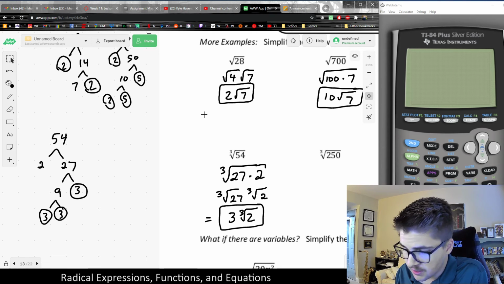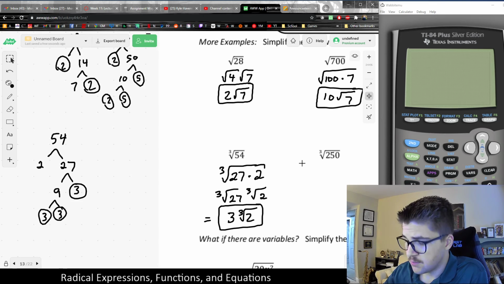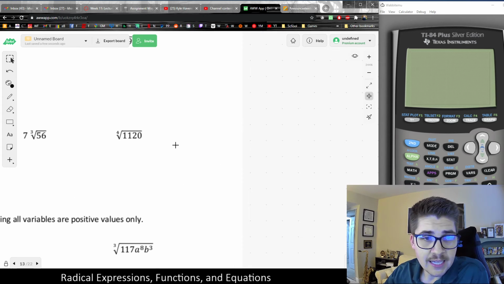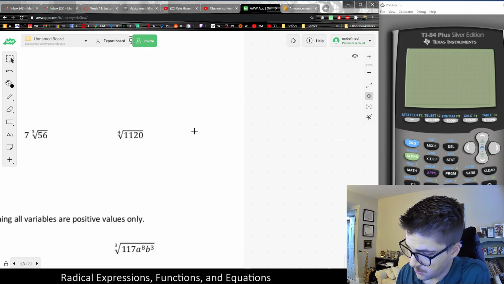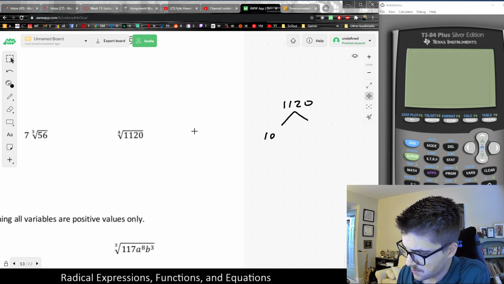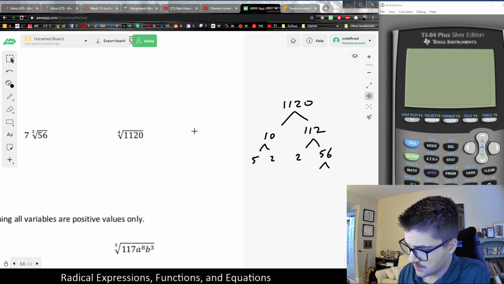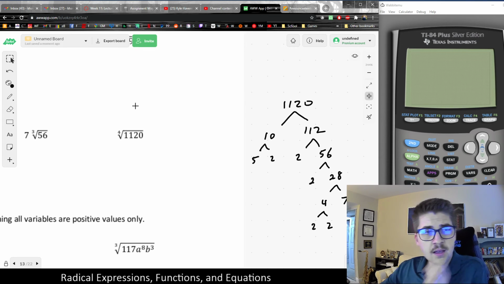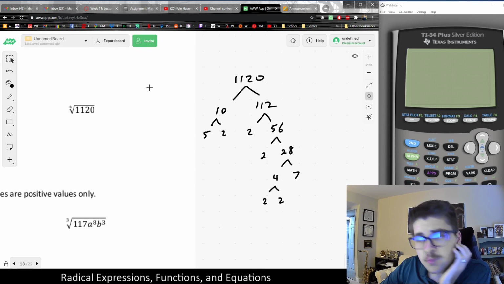Let's also do a fourth root, just for the sake of why not. Let's say we wanted to simplify the fourth root of 1120. Again, I think it would be prudent to start by factoring the number 1120. That's 10 times 112, and 112 is 2 times 56. 10 is, of course, 5 times 2. 56 is 2 times 28. 28 is 4 times 7. And 4 is 2 times 2. So we want to make sure to factor it into its prime factorization.